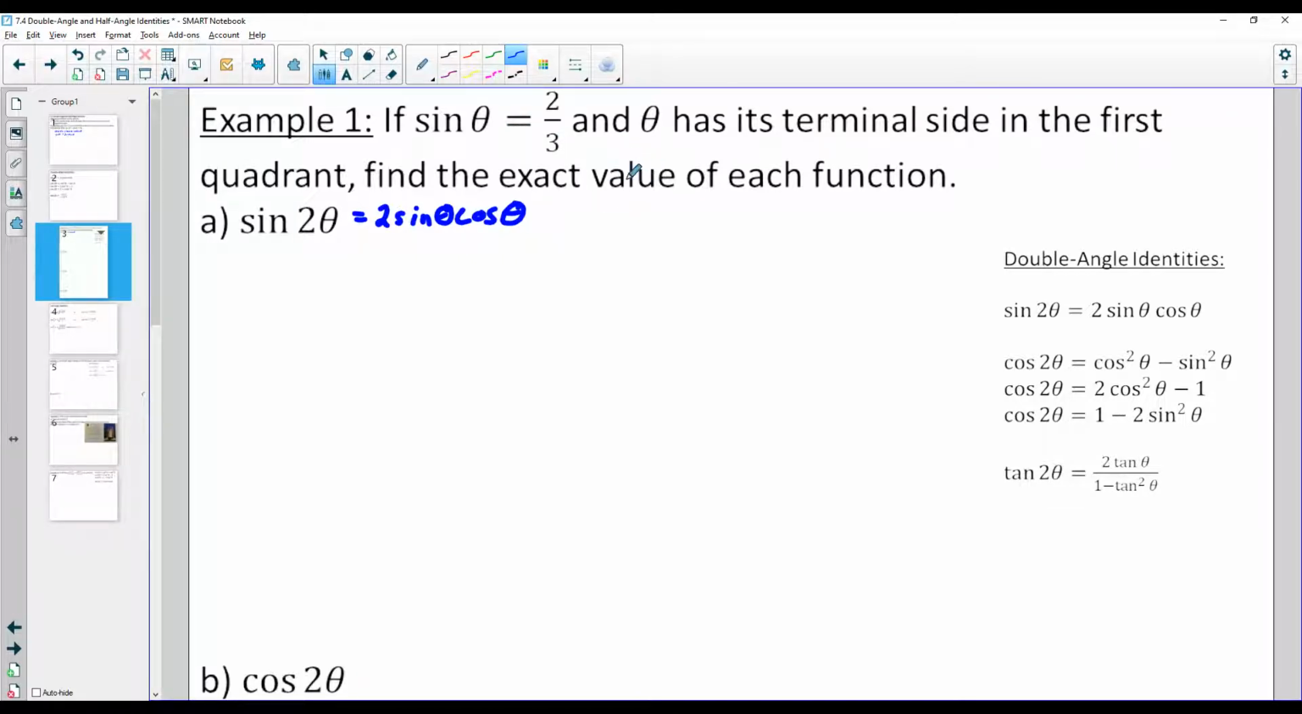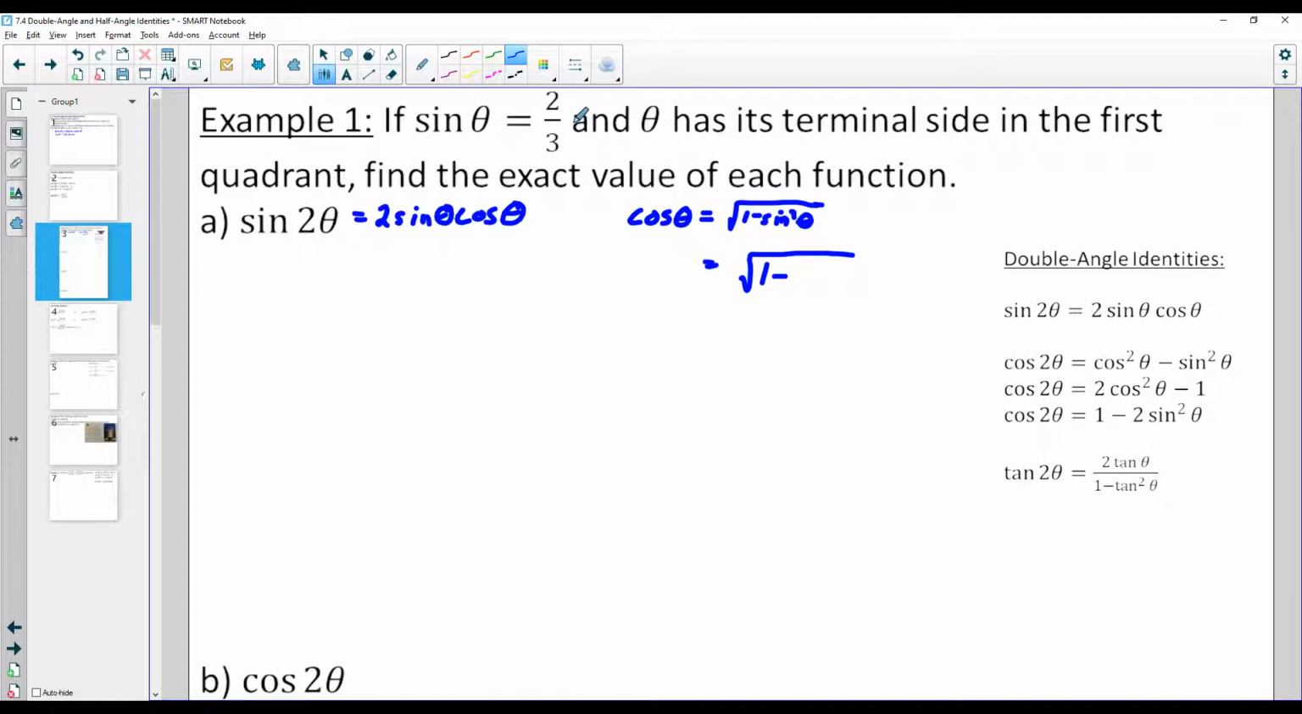So if we remember, we used it in our last unit too. If we move some stuff around from sine squared plus cosine squared equals 1, we'd get that cosine of theta equals the square root of 1 minus sine squared of theta. That's just from, remember, sine squared plus cosine squared. If we minus the sine squared over and then take the square root of both sides, this is what we get. So that is 1 minus 2/3, right?